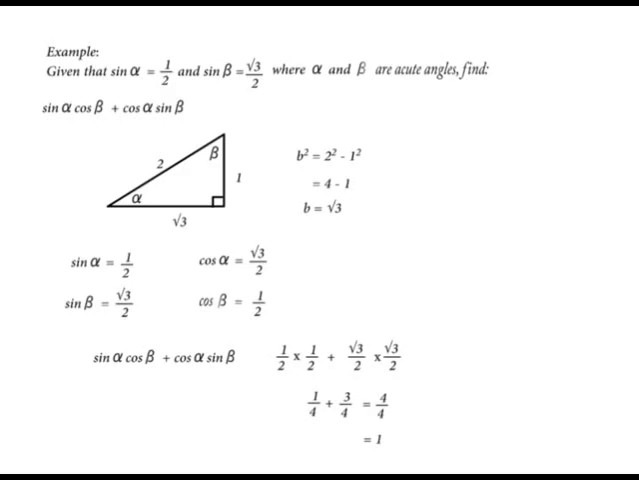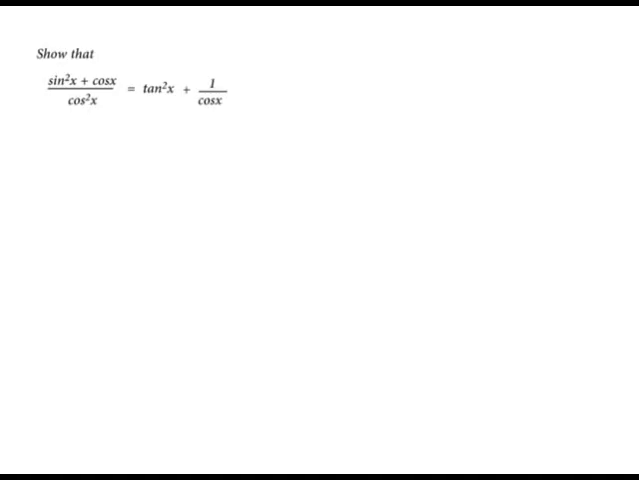Example 2. Show that (sin squared x + cos x) over cos squared x is equal to tan squared x + 1 over cos x. Now we want to prove that the left hand side is equal to the right hand side. So we take the left hand side, split that into separate fractions.